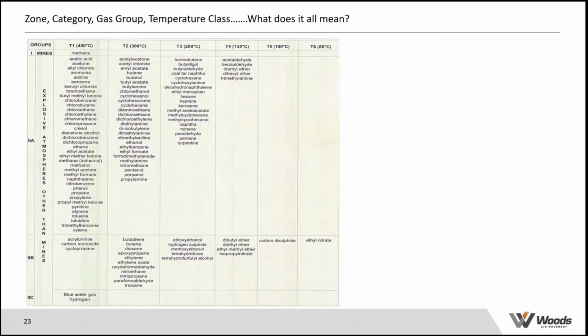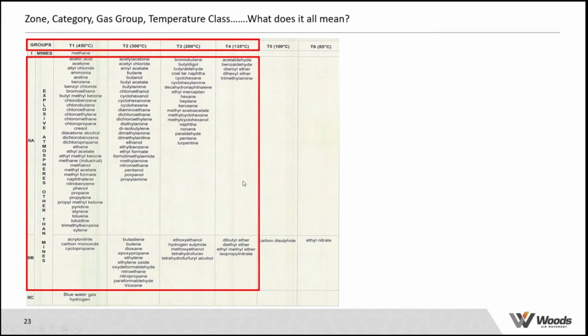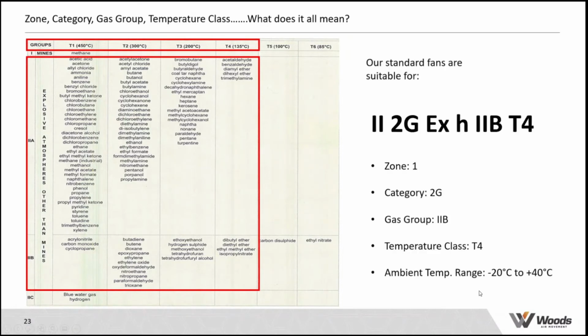So if we start to now add the temperature class to the gas groups, we can see that our standard T4 product covers almost everything. So very rarely do you really need to have T5 or T6. And always ask that question, does it really need to be there? So our standard fans, which are for gas, is 2B, T4. So all of that envelope is covered by the standard product.